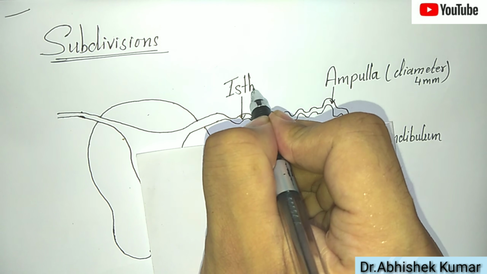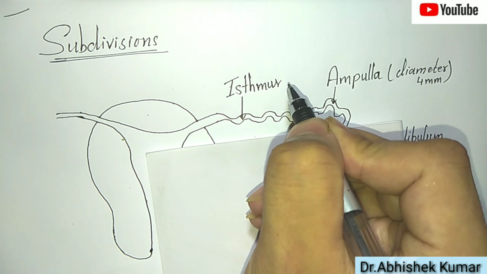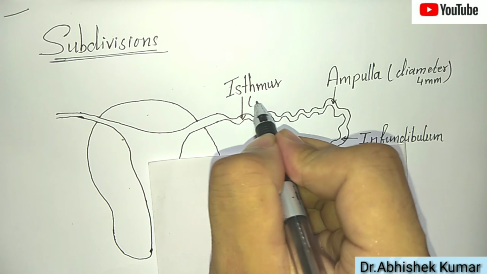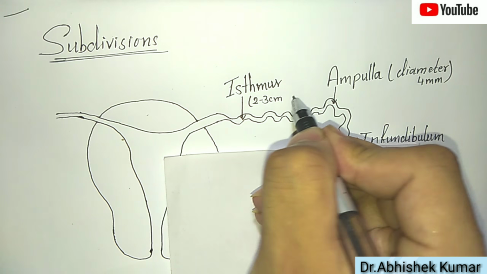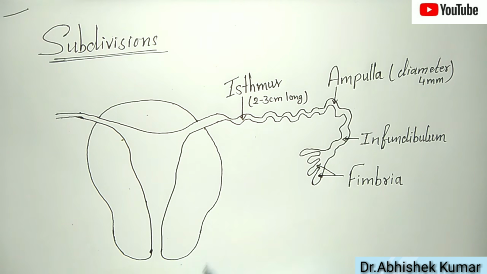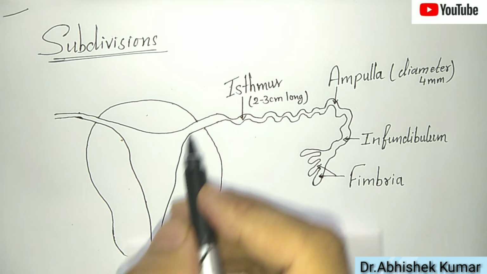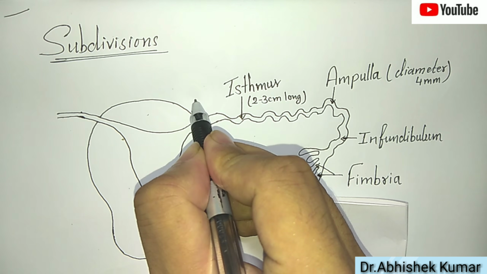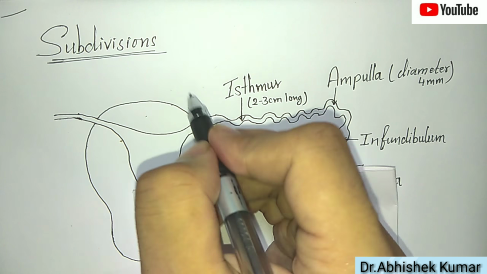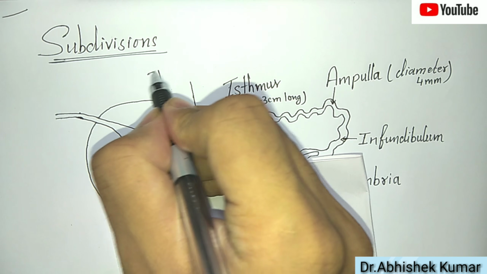Now come to the isthmus. The isthmus succeeds the ampulla. So it is a continuous part and it is narrow, rounded, cord-like. It forms approximately the medial one-third, which is about 2 to 3 centimeters of the tube in length.